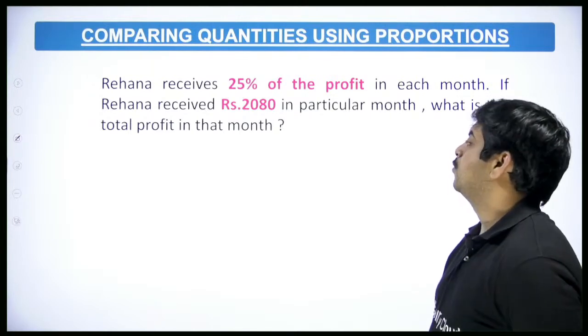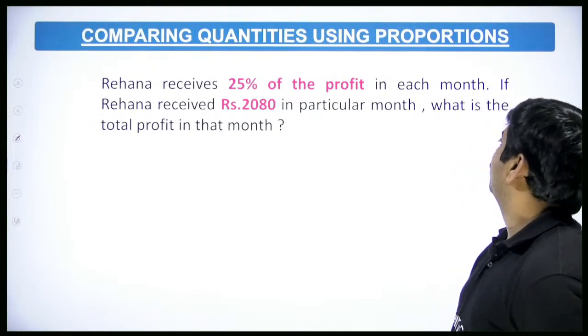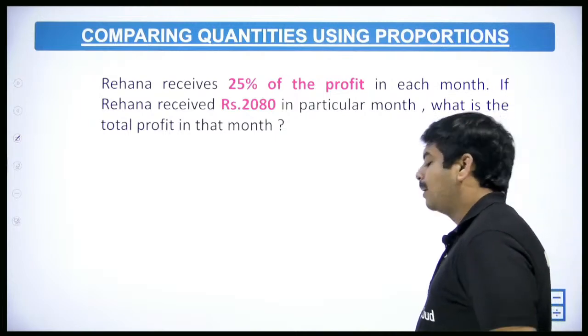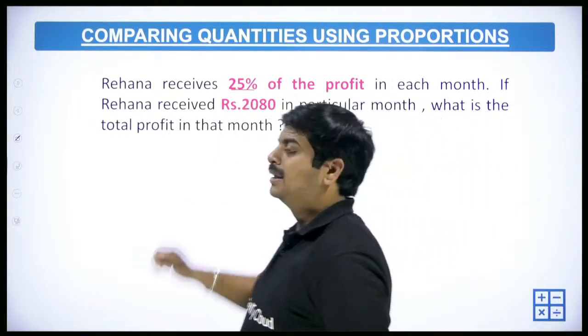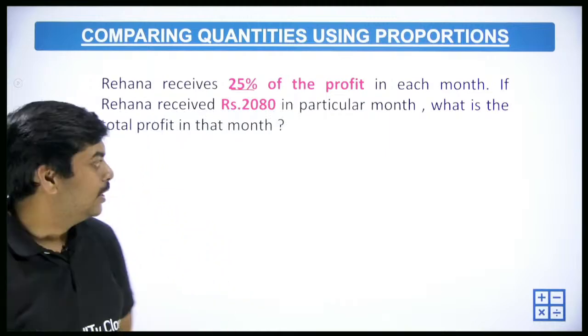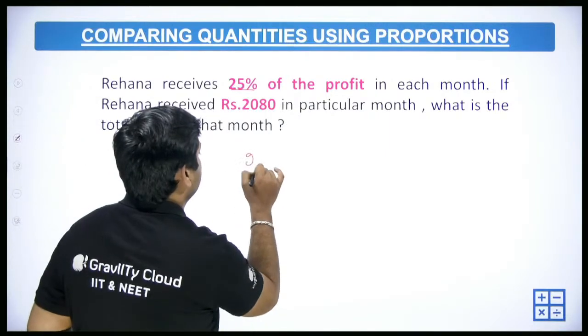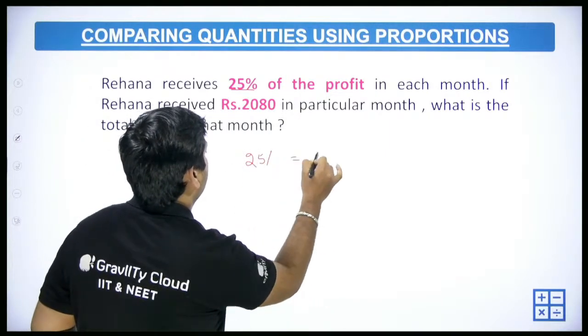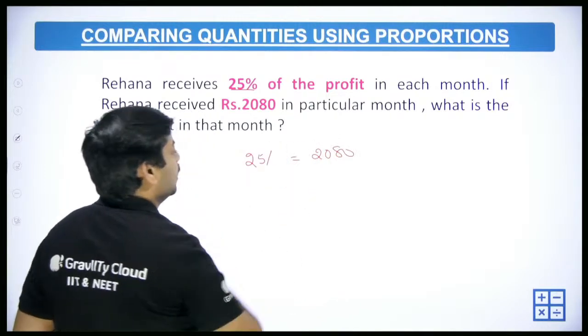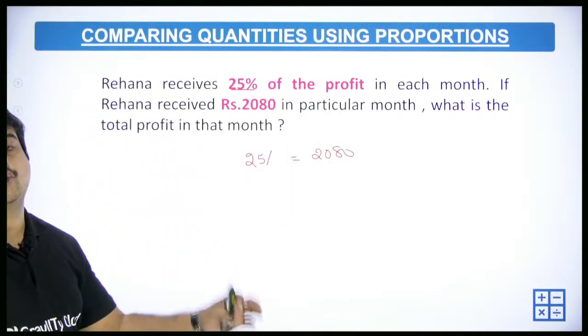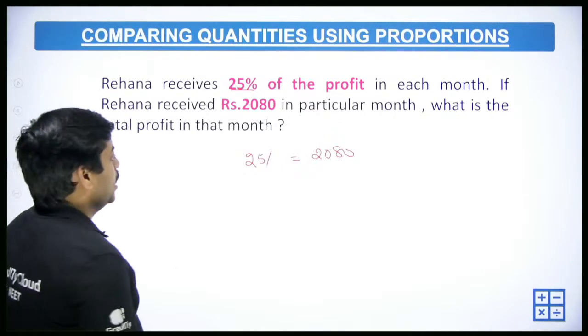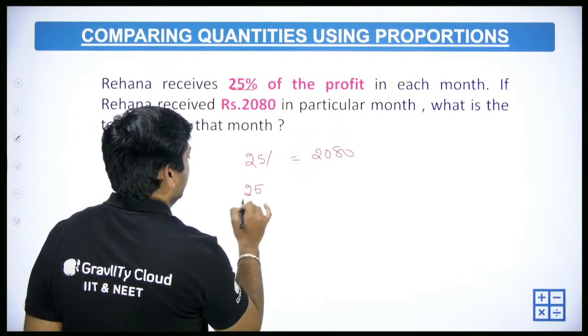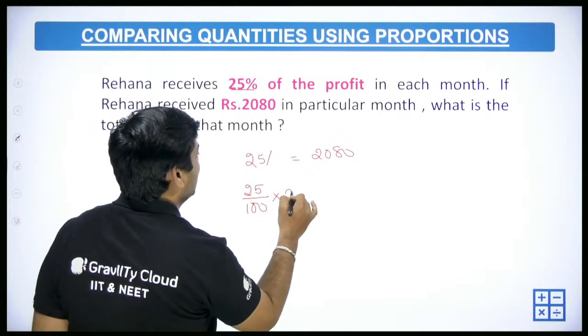If Rehana received 2080 rupees in a particular month, what is the total profit in that month? Okay, so 25%. The question is, 25% of the profit is equal to 2080, right? So we need to find what the total amount is. So 25 by 100 into x is equal to 2080.